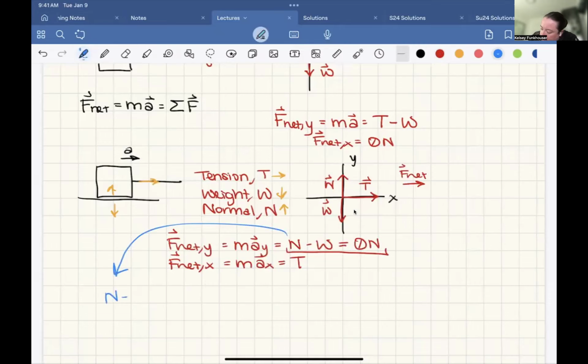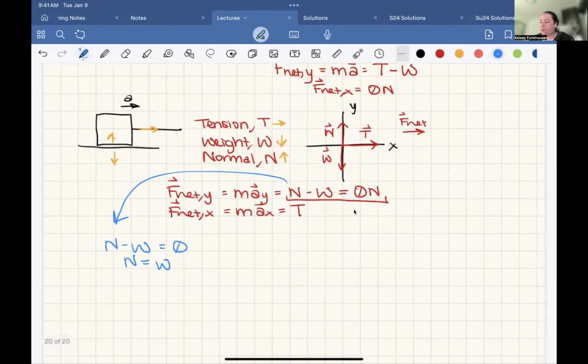So we have normal force minus the weight equals 0. And if we add the weight to both sides, we end up with, in this case, when there's no acceleration in the vertical direction, the normal force is just equal to the weight. So that's a convenient additional bit of information. And then if we knew the mass, and either the acceleration or the tension, we could solve for the other one.